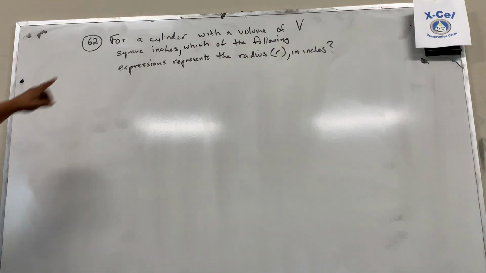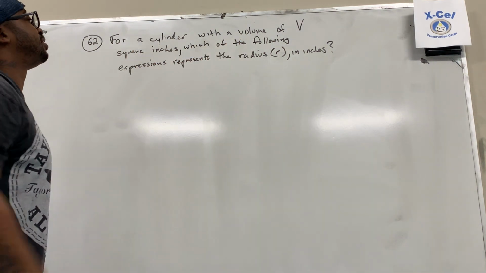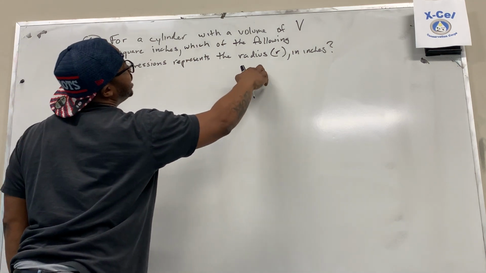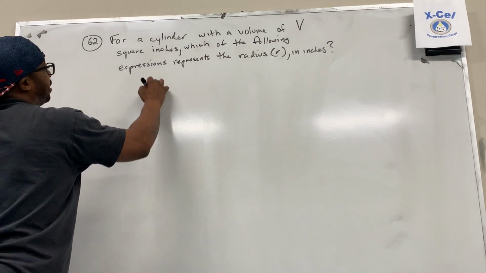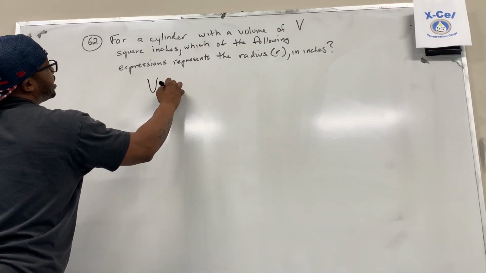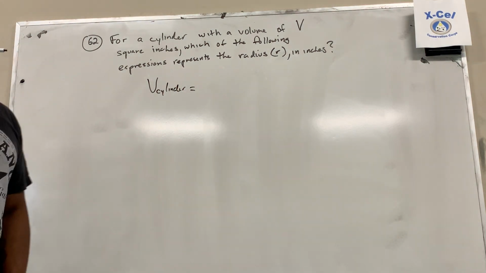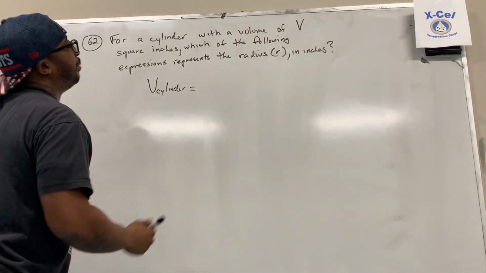For this question, it says, for a cylinder with a volume of V square inches, which of the following expressions represents the radius in inches? So first, what we have to do is get the formula for the volume of a cylinder. To find the formula on the HiSET test, all you have to do is press help and the formula sheet will pop up.